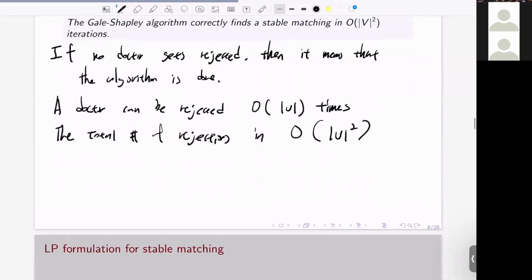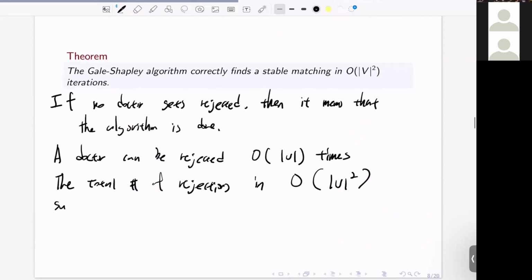And now suppose that there is an unstable pair. We have U, V, A, B.